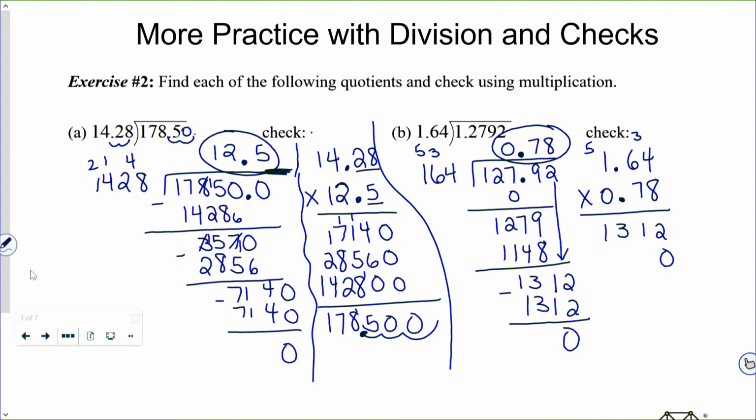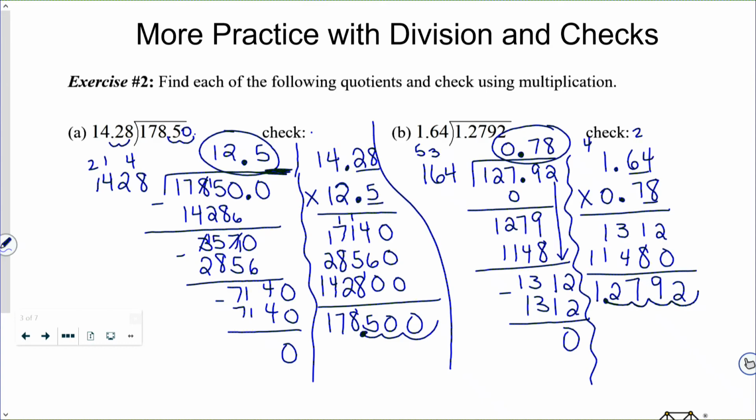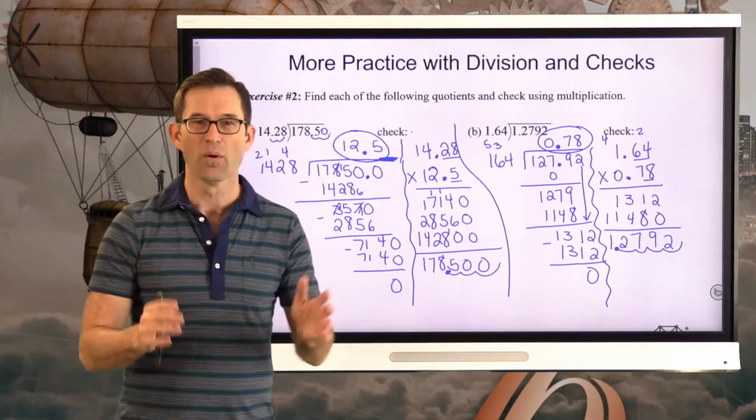Now we have 0. 7 times 8 is 56. Carry the 5. 7 times 6 is 42, plus another 5 is 47. And 7 times 1 is 7, plus another 4 is 11. Add them all up. 2, 9, 7, 2, 1, with 4 decimal places: 1, 2, 3, 4. And we have 1.2792. Exactly what we should have.